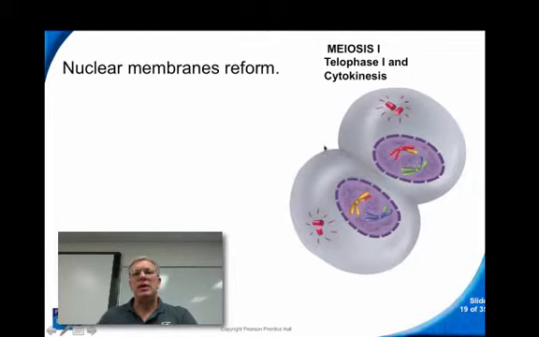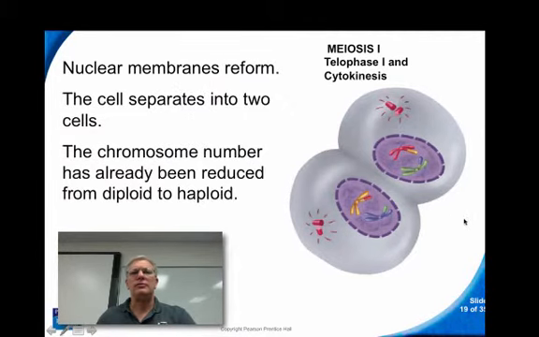So what ends up happening now, by the end of telophase 1, the chromosome number is going to be reduced from the diploid number to the haploid number at the end of meiosis 1. We started with 4 chromosomes in each cell. Now we're ending up with just 2 because we've separated the homologous pairs.